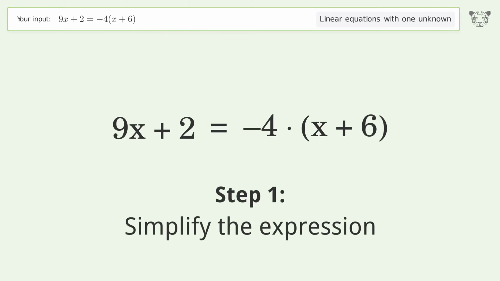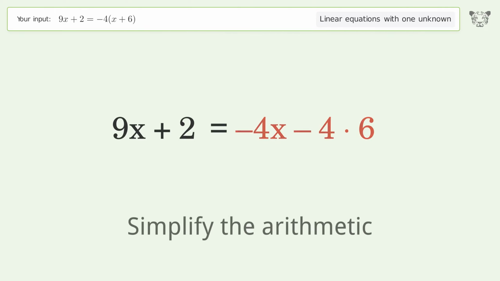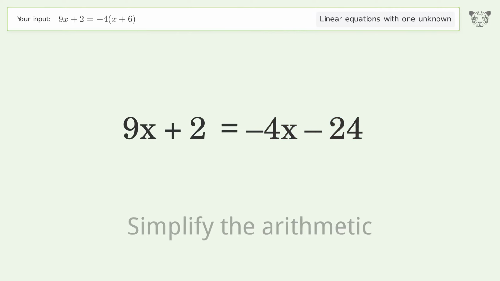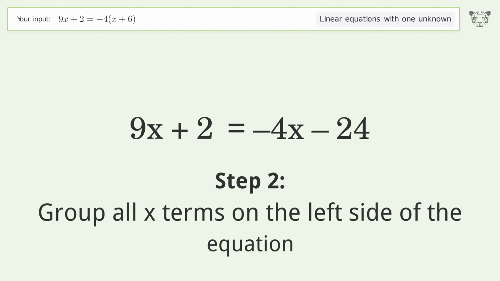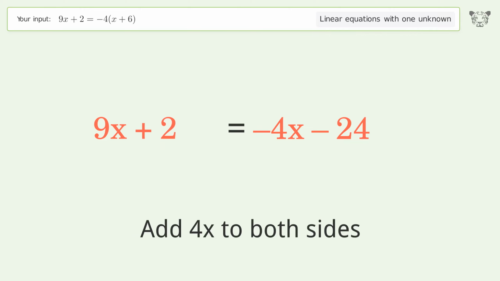Simplify the expression. Expand the parentheses. Simplify the arithmetic. Group all x terms on the left side of the equation. Add 4x to both sides.